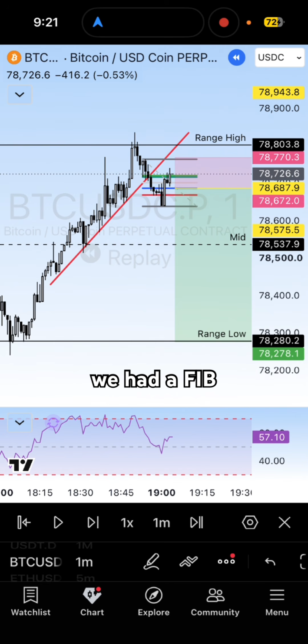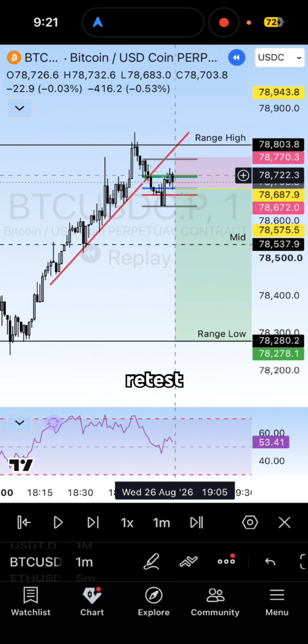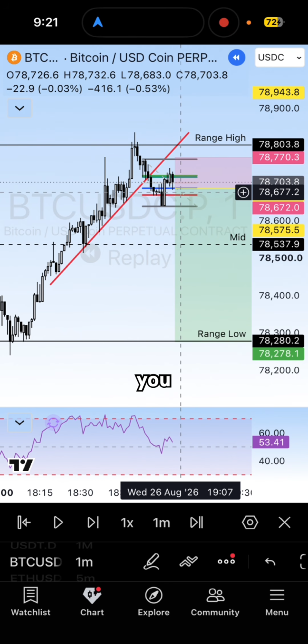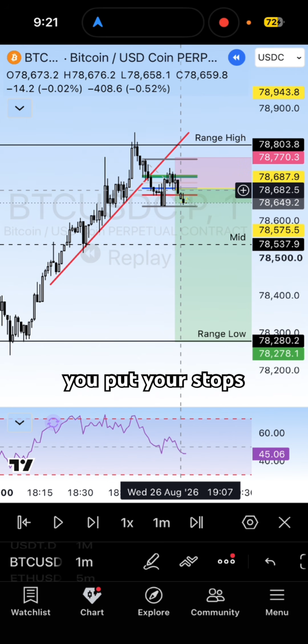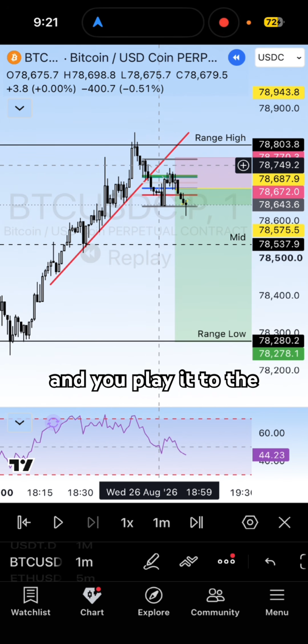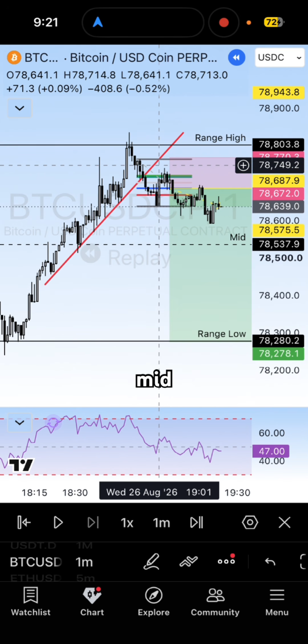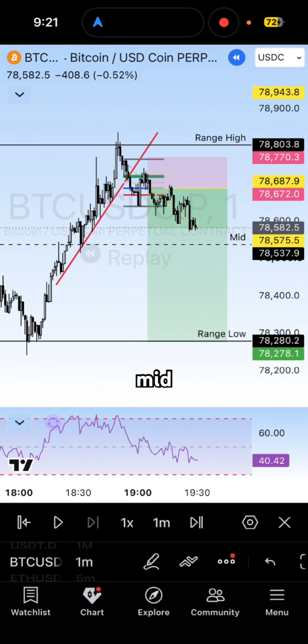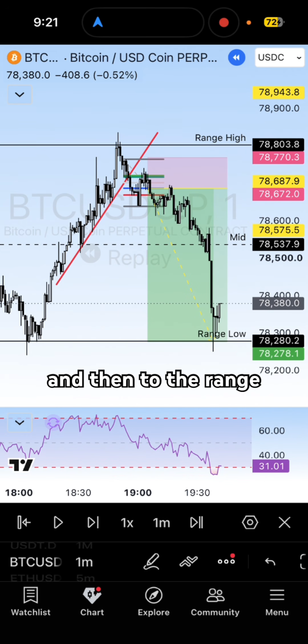So we had a FIB reaction at green, you retest at green, and then you enter on blue, and you put your stops above this wick over here, and you play it to the mid, and then to the range low.